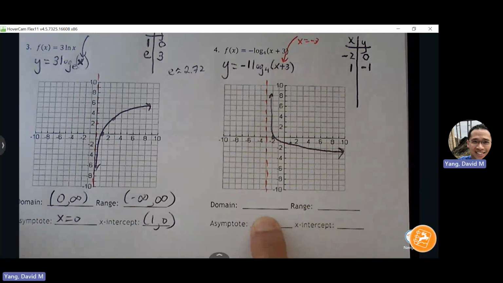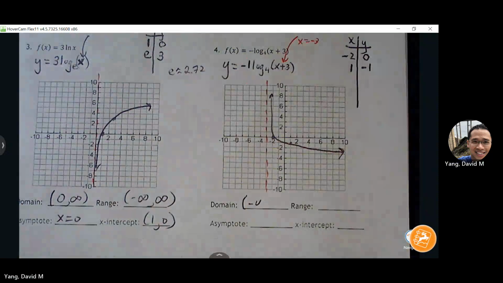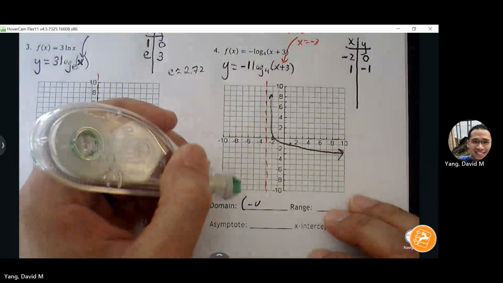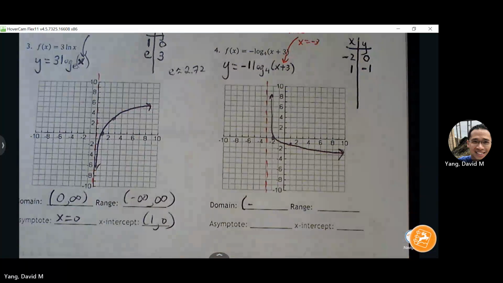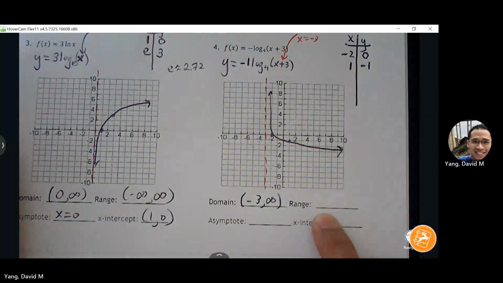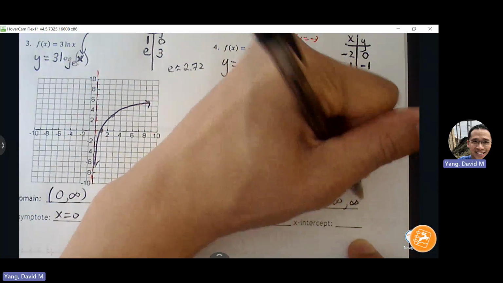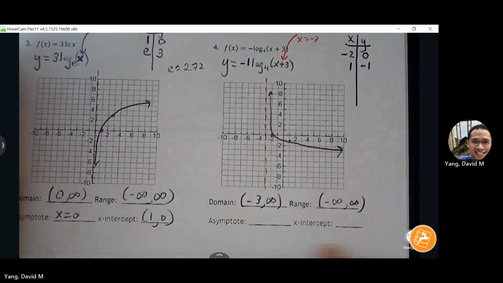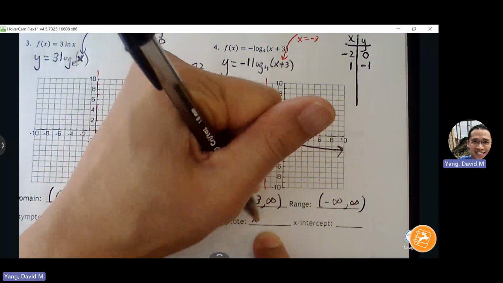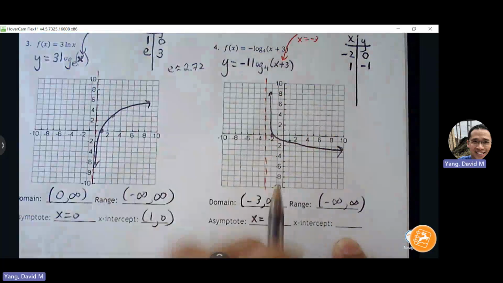What's my domain? Negative 3 to infinity. And my range, still negative to positive infinity. We always do smaller to larger value. Asymptote, negative 3. X-intercept.